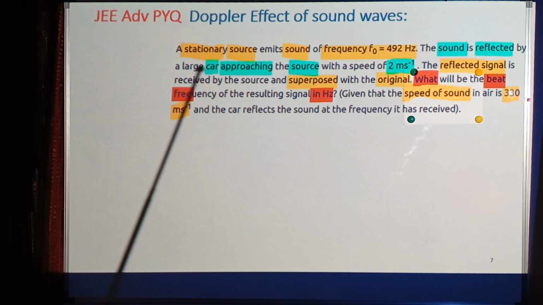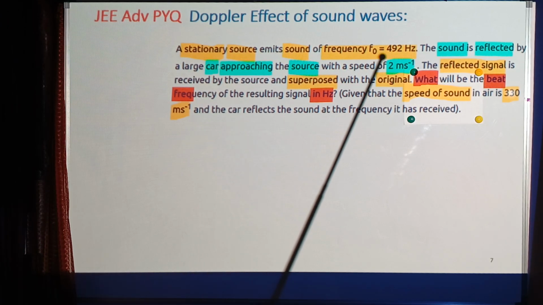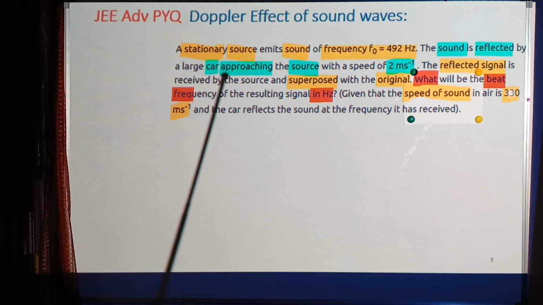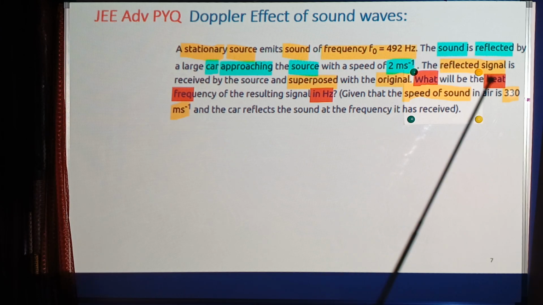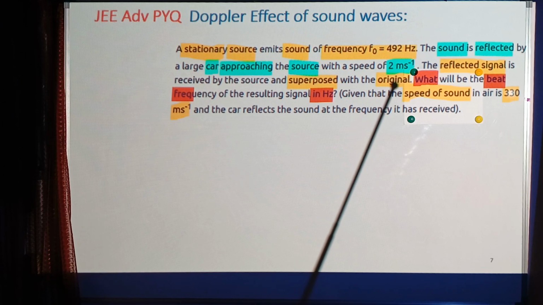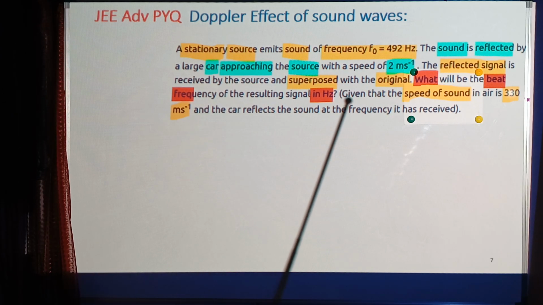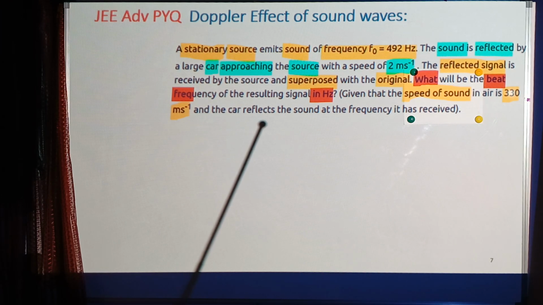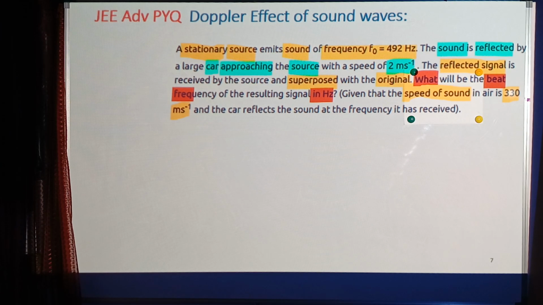This is the question. You can read it. A stationary source emits sound of frequency F0, 492 Hz. The sound is reflected by a large car approaching the source with a speed of 2 meters per second. The reflected signal is received by the source and superposed with the original. What will be the beat frequency of the resulting signal in Hertz? Given that the speed of sound in air is 330 meters per second and the car reflects the sound at the frequency it has received. You can pause and attempt this question.